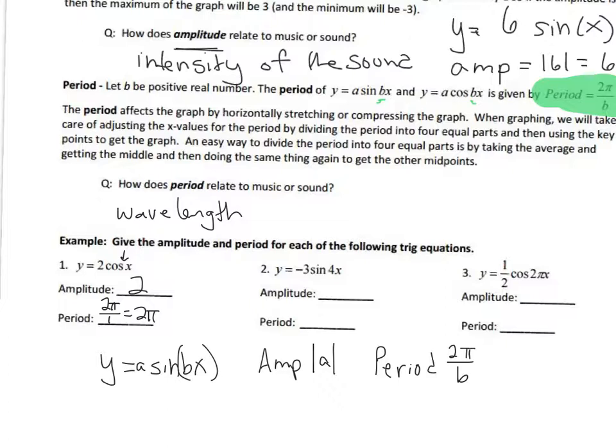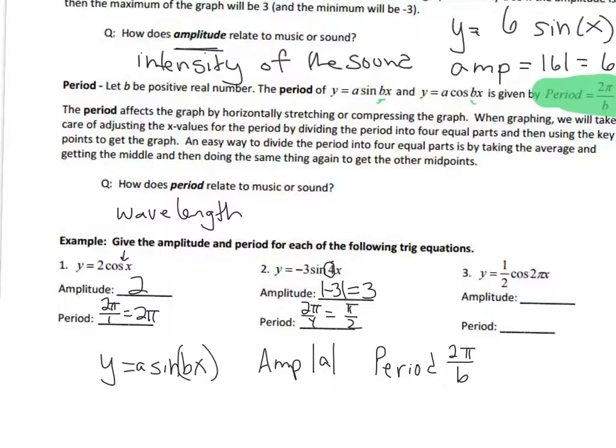The amplitude of the second one is the absolute value of -3, the number in front, so the amplitude's 3. That means it'll go up and down to a unit of 3. Now, 4 is the number in front of x, so the period will be 2 pi over 4. 2 fourths reduces to 1/2, so this is pi over 2.